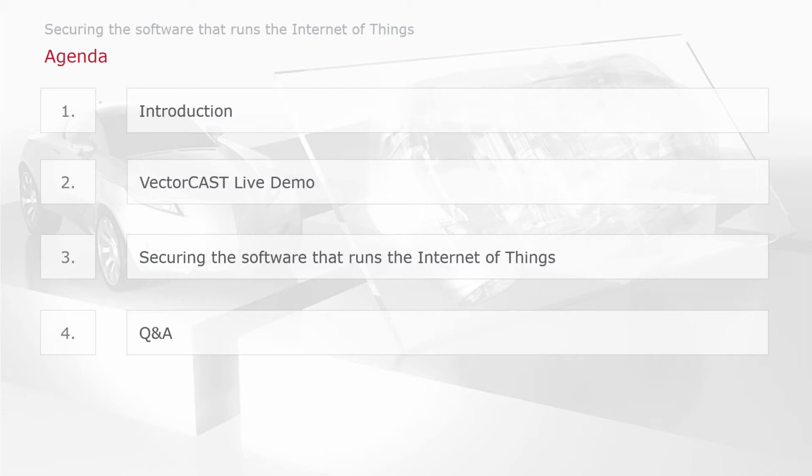So, what's the plan for today's live webinar? I will first give you a brief overview about Vector. This will be followed by a short presentation from Ingo where he shows how VectorCast supports the development of secure software. And after that, Kevin will give us his presentation about the securing of software that runs the Internet of Things. And at the end of this webinar, we will answer all your questions. You can ask questions during the presentations by using the Q&A window.